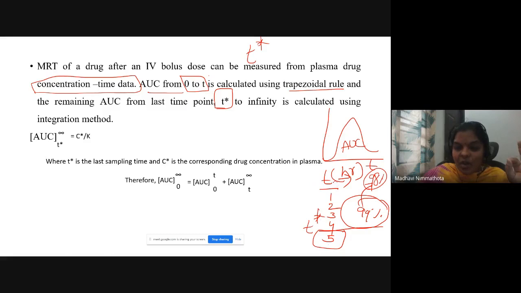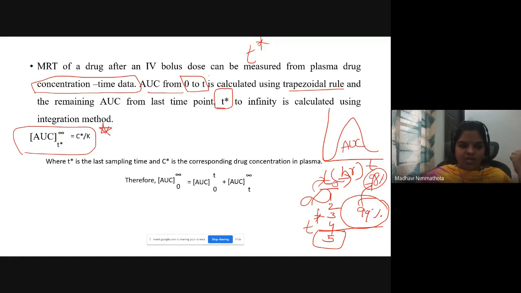This is the T naught initial point and T star is the last point. So for getting this last point, you need to calculate the time from T star to the infinity time. So how can you calculate this T star to the infinity time? By using the integration method, that is by this equation: AUC T star to infinity is equal to C star by K.